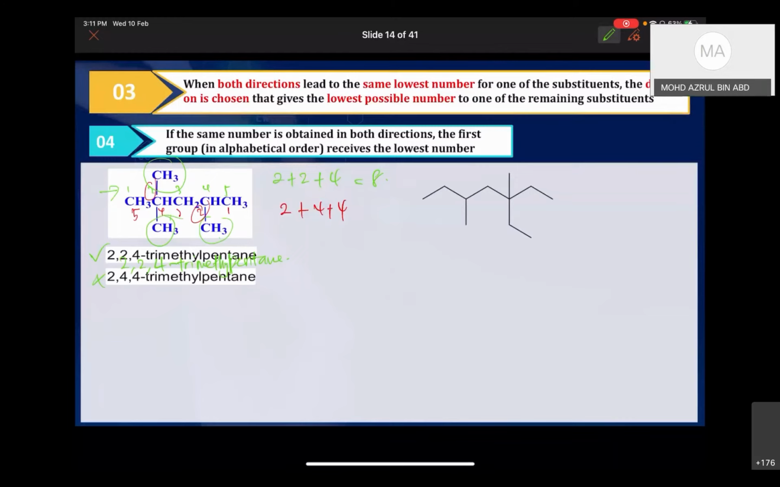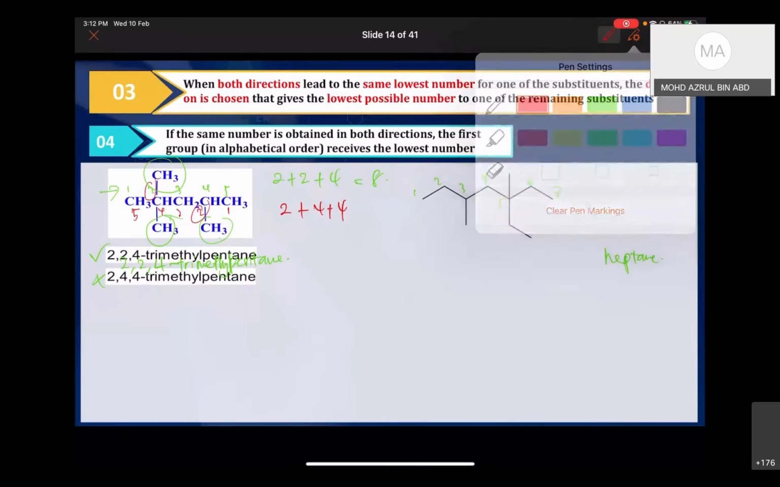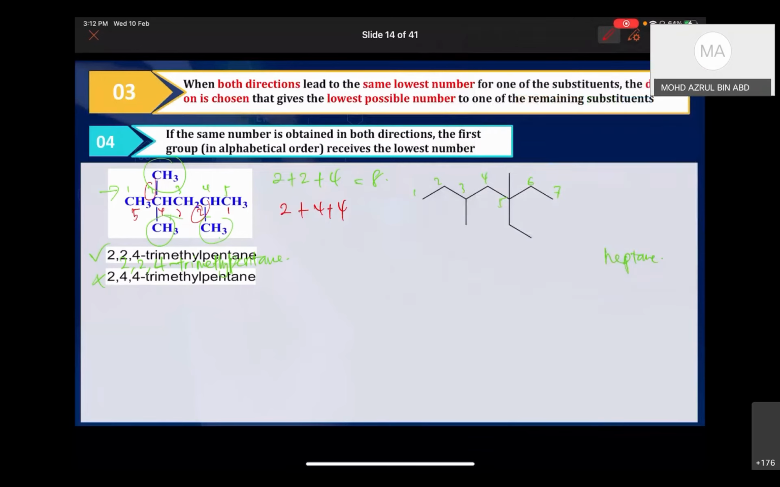What is the longest chain of this carbon? Maybe we can try this one. 1, 2, 3, 4, 5, 6, 7. If we go to the bottom, 6, 7, same. So the longest chain is 7, which is heptane. And then for the direction of the substituent, maybe we can start from the left or the right. If from the right, 1, 2, 3, or 4, 5, 6, and 7.